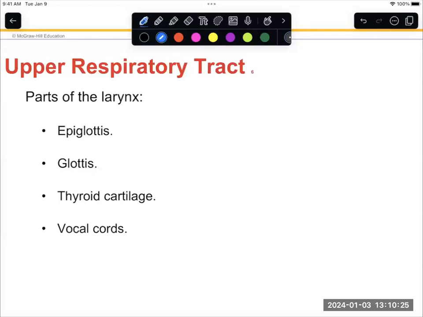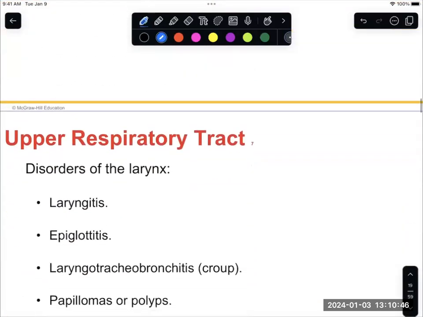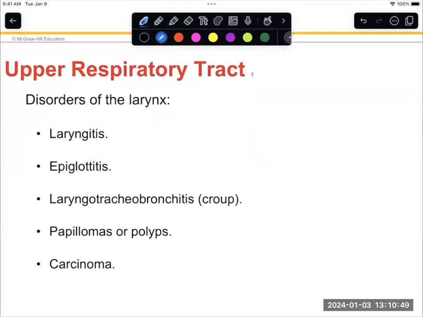That thyroid cartilage, it's going to form that Adam's apple. It's not very prevalent in females, but in males, you can usually see the point of that thyroid cartilage that sticks out. Then those vocal cords. These are what enable us to make sound as air passes between them. So laryngitis, this is usually a viral infection that causes people to have that hoarseness or that loss of their voice. Epiglottitis, this is a bacterial infection, usually in children.